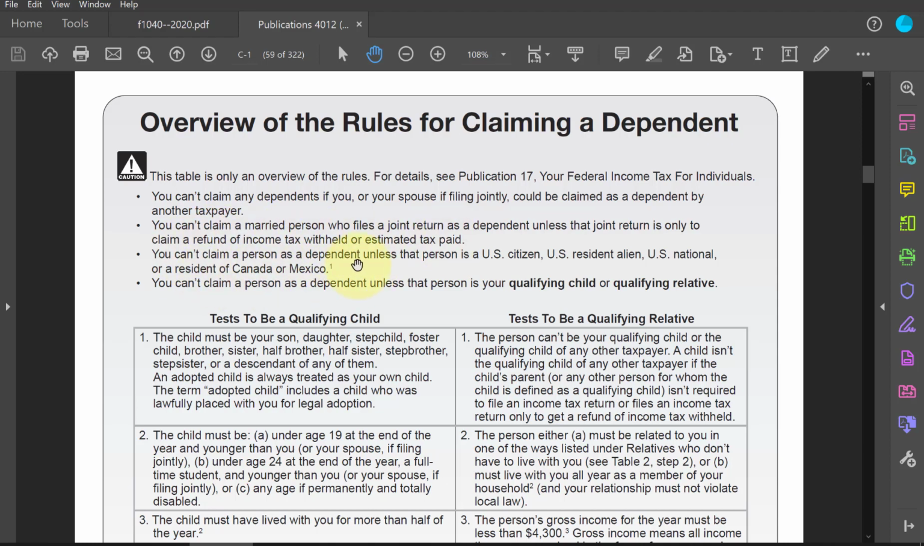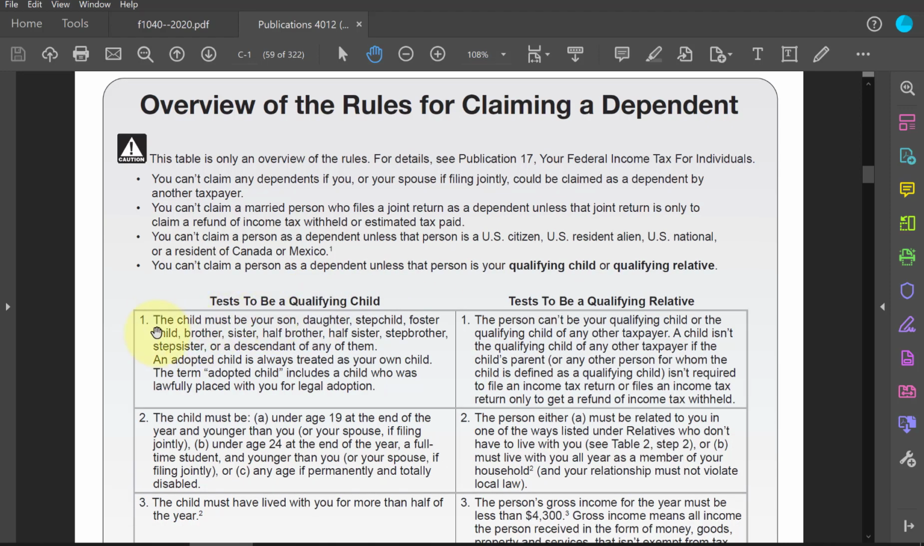And let's see, the dependent has to be a U.S. citizen or a resident of the U.S., Canada, or Mexico, or here it mentions a U.S. national. So you can see two columns here for different tests. Here in the left-hand column are the tests for qualifying child. And you always use this test first, and if you don't meet it, then you move on to the qualifying relative test. So here again is the number one test, the relationship test.